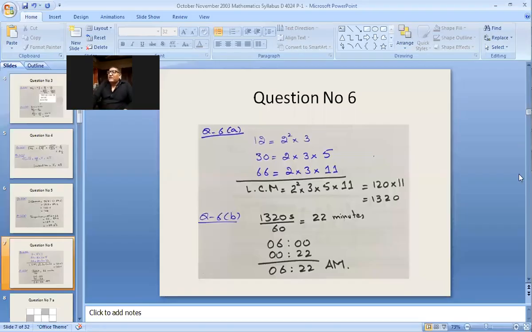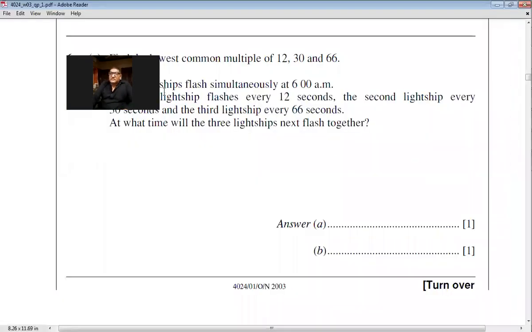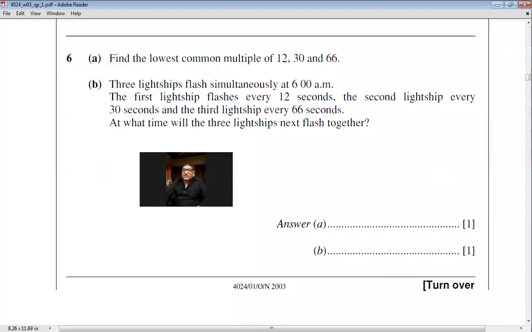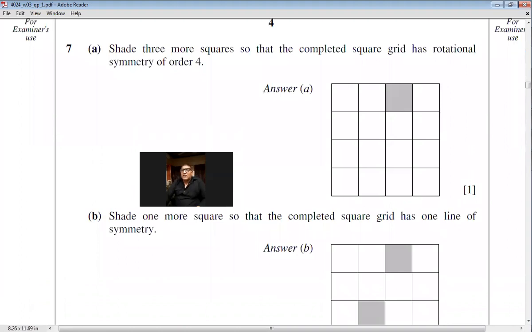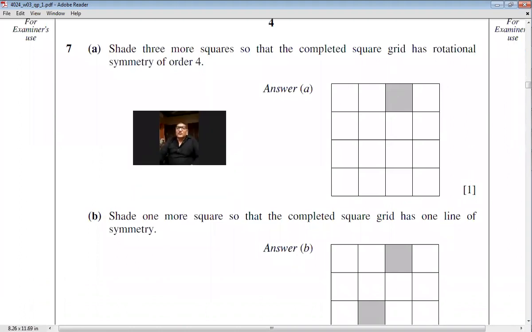So hopefully you have understood. So this was the question. I hope you have understood question number 6. Now, question number 7 is showing on your screen, A part.